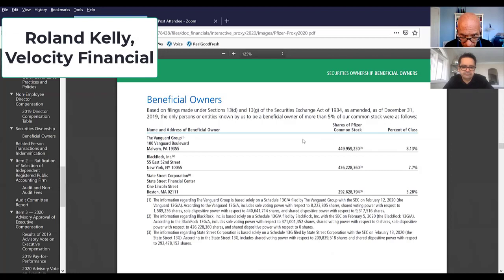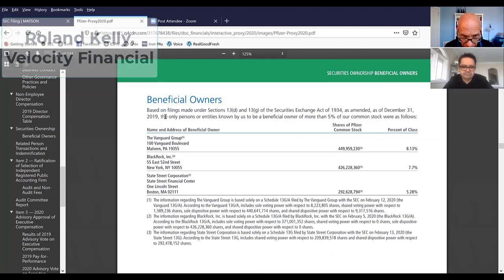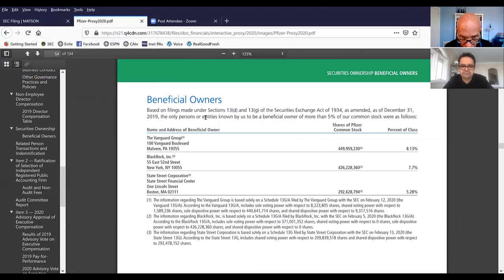And I see Pfizer has baked their disclaimer basically into their intro here. The only persons or entities known to us to be a beneficial owner are as follows, but sometimes you see a disclaimer in the footnote where it says, to our knowledge, except as noted above, no person or entity is a beneficial owner of more than 5% of our voting power. So I think if you somehow miss and omit a 5% owner, that's probably because they haven't filed a 13D or G as they're supposed to.